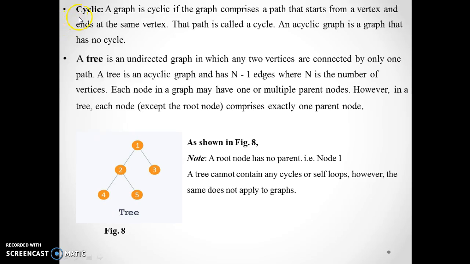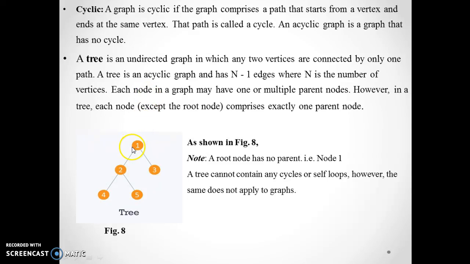Now, one more type of graph, that is the cyclic graph. A graph is cyclic if the graph comprises a path that starts from a vertex and ends at the same vertex. The path is called a cycle. An acyclic graph is a graph that has no cycle. So, an example of an acyclic graph is the tree. A tree is again an undirected graph in which 2 vertices are connected by only one path. A tree is an acyclic graph and has n-1 edges, where n is the number of vertices.